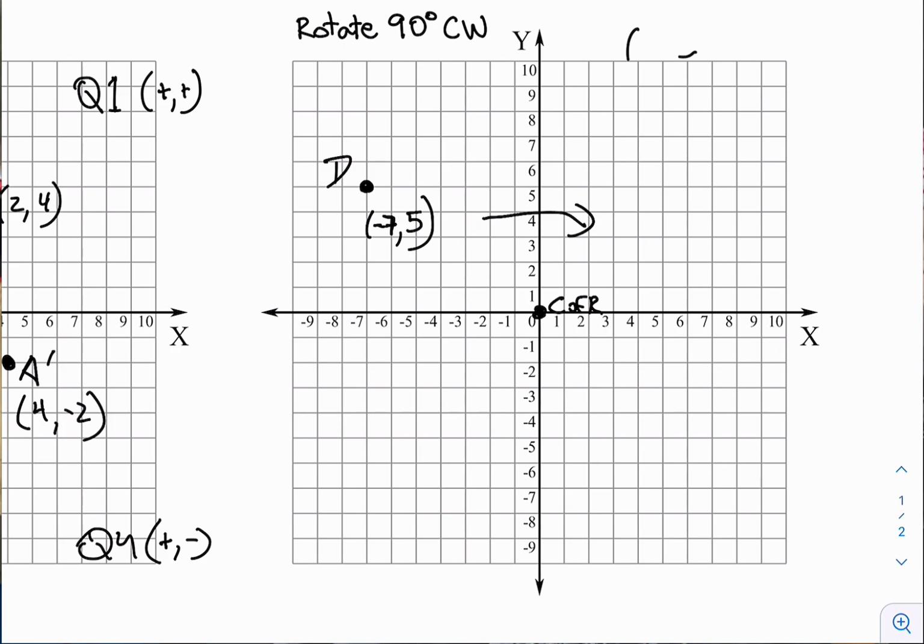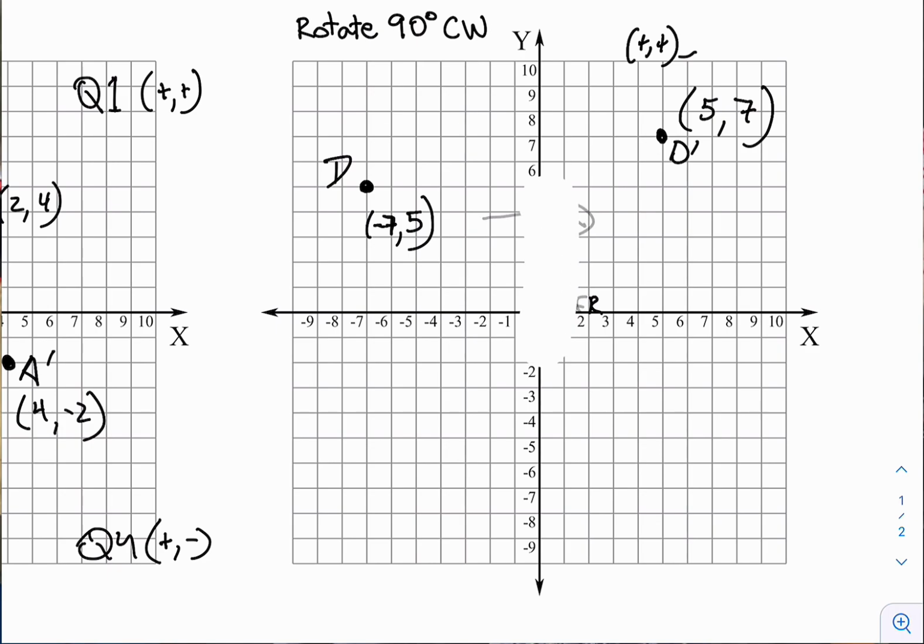So I know the signs for quadrant 1 are positive, positive. Okay, if I'm going 90 degrees, I'm going to switch those. So automatically I know that it's 5 and 7, and then I check my signs, positive, positive, I leave it at 5 and 7. So I then go 5 and 7, and that point is here, D prime.